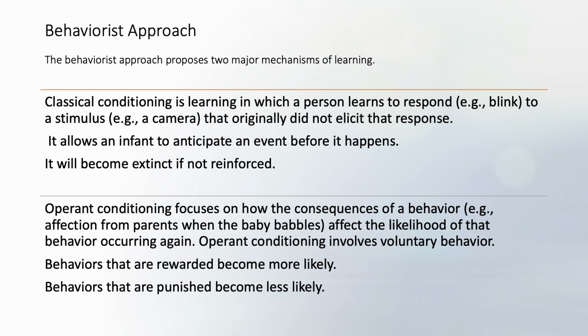The textbook provided an example of a camera flash causing the baby to blink as an example of classical conditioning. It used a baby babbling and the parents responding with attention as an example of operant conditioning. Stop the video and see if you can write down one example of classical conditioning and one example of operant conditioning.